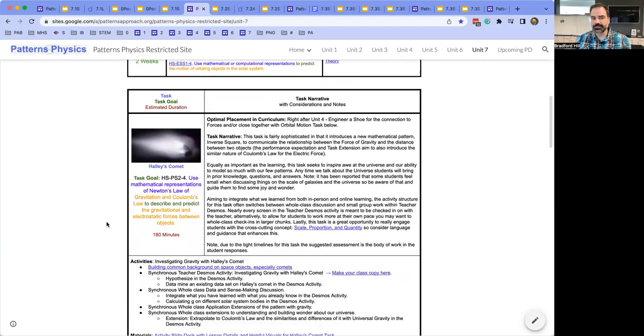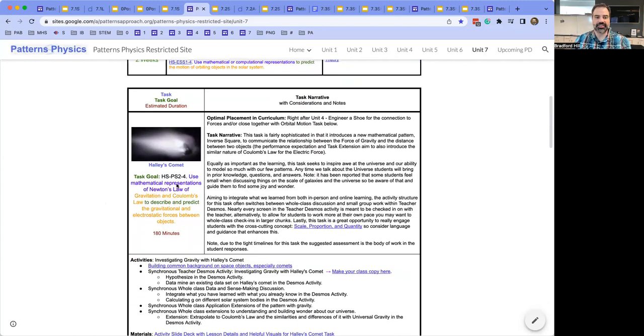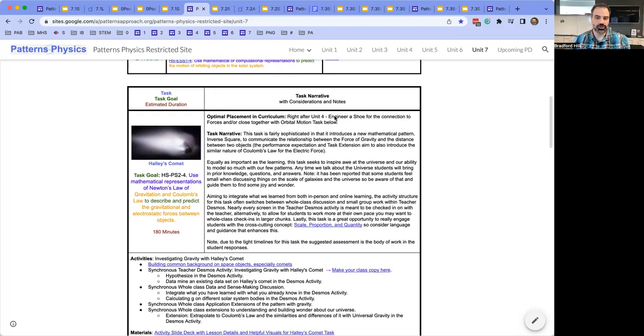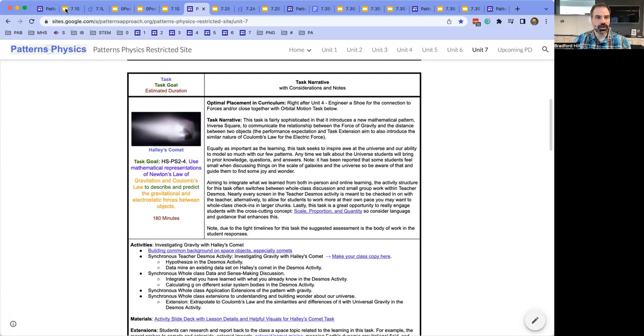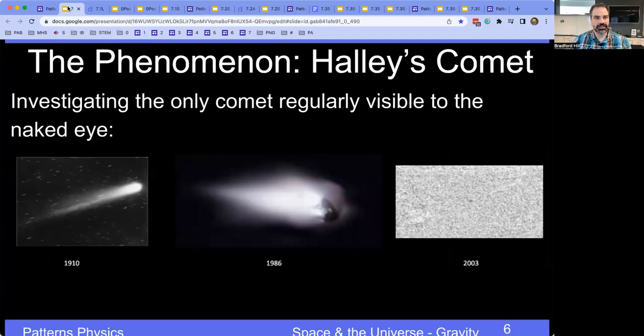So this first one is Halley's Comet, and that is getting at using the mathematical representations of Newton's law of gravitation and Coulomb's law to describe and predict gravitational and electric forces between objects. All right, that's good stuff. And that can be done in 2 days. Ideally, that would come after Unit 4, when they've done forces. But again, if you've got 2 days somewhere earlier in the fall, this is a great time to use this material. All right, so let's take a little bit of a dive here.